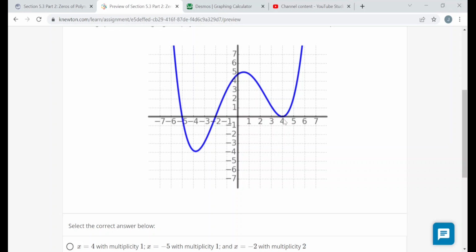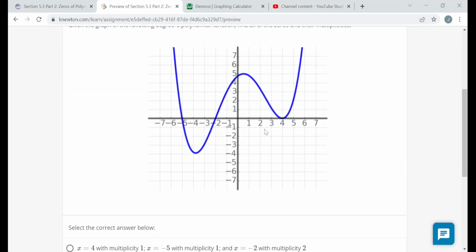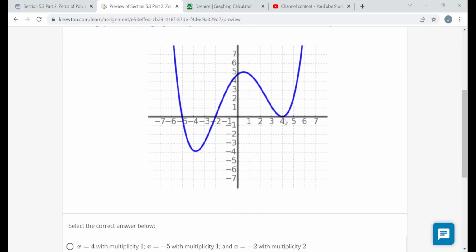And then over here at 4, you see how the graph touches 4 and then bounces off? Right? It bounces off the x-axis. So this has an even multiplicity, 2, 4, 6, 8. But they said it was a degree 4, so it can't have a multiplicity of 4, because then the sum of the multiplicities would be higher than the degree. And it doesn't look very flat at all. It looks like just a little parabola here, like a degree 2. So I would say this has a multiplicity of 2.